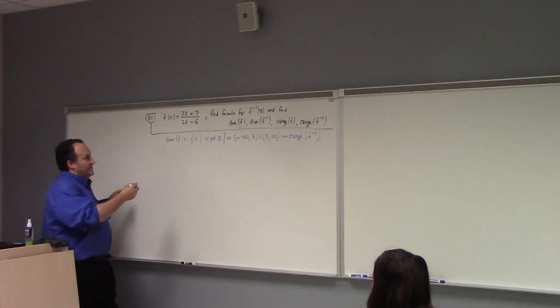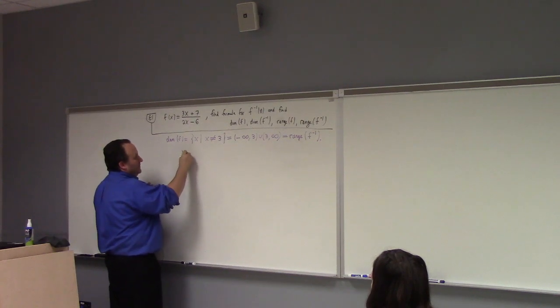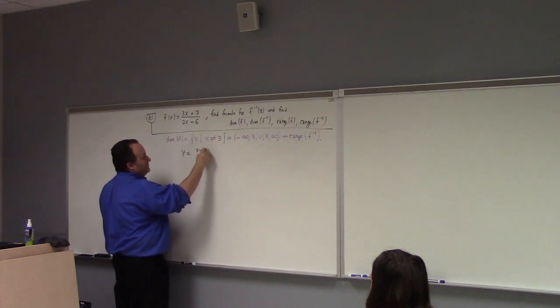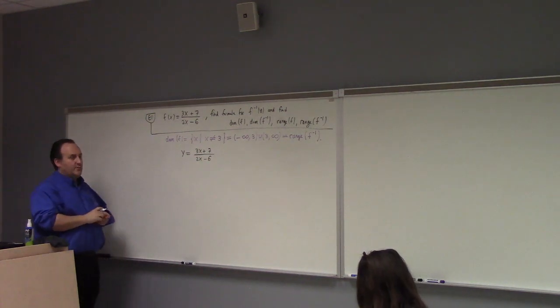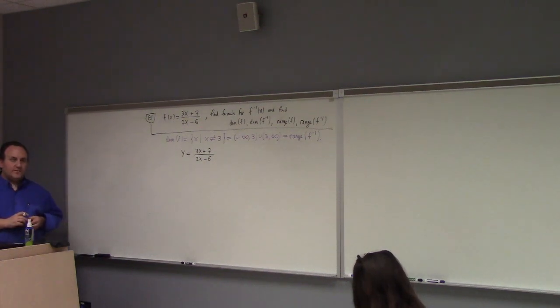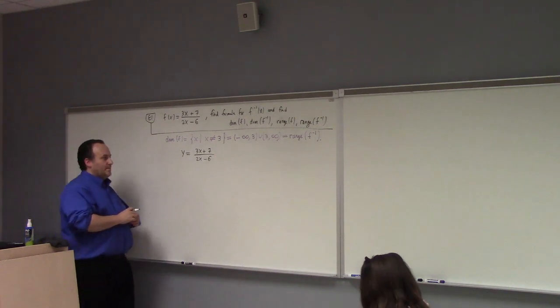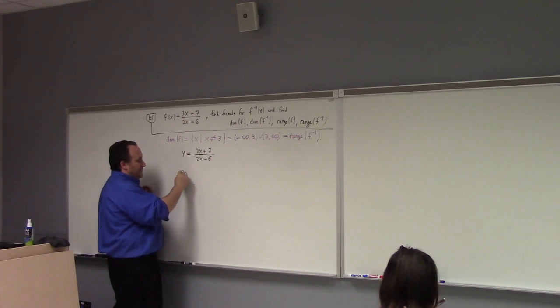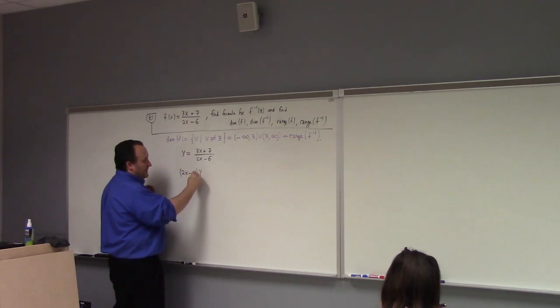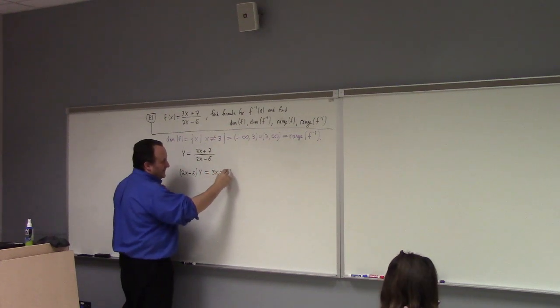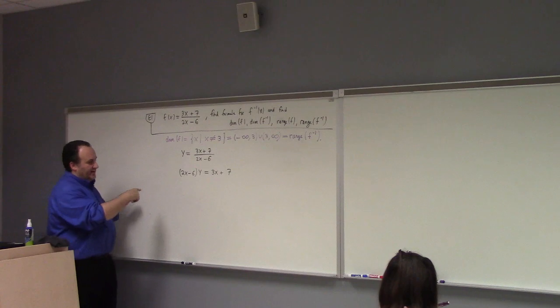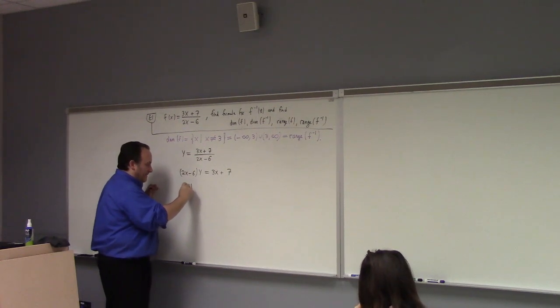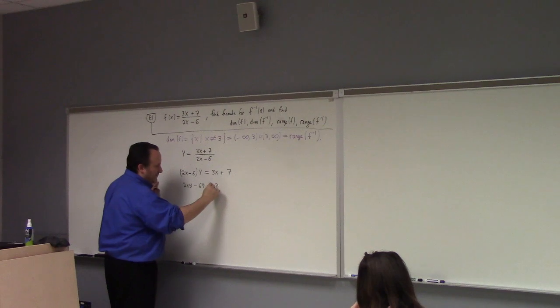What's our algorithm? We start by writing y equals 3x plus 7 over 2x minus 6. All right? Now what? Solve for x is our next move. We want to solve for x. How do you do that? Multiply. Okay, so 2x minus 6 times y is equal to 3x plus 7. Distribute that out, right? That's 2xy minus 6y is equal to 3x plus 7.